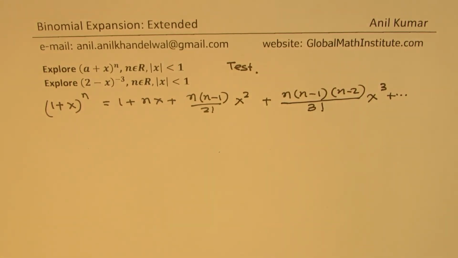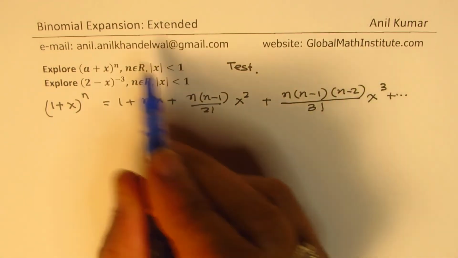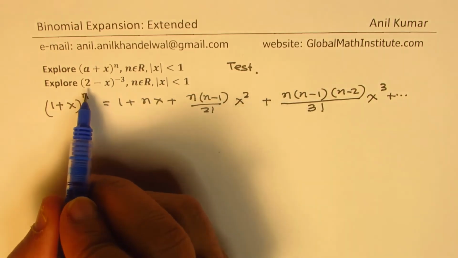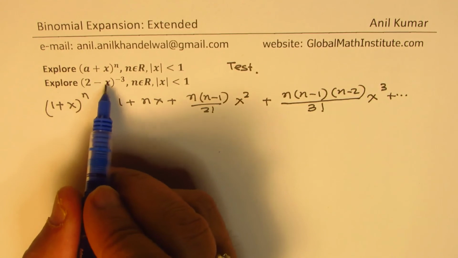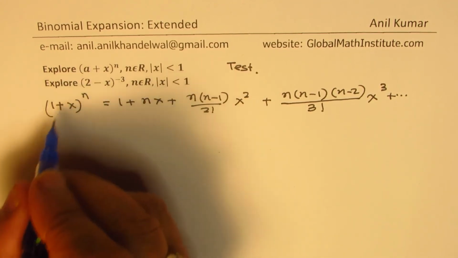Now in our case, in this particular expansion, what we need to do first is write this in the form of 1 plus something. How do we do that? Okay, so we could do it like this.